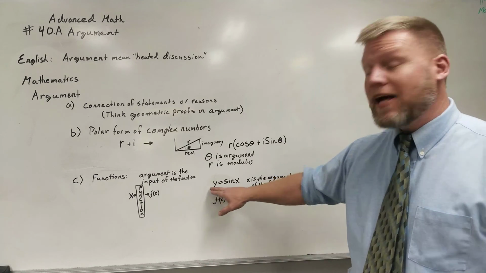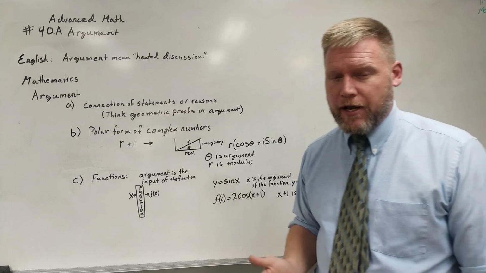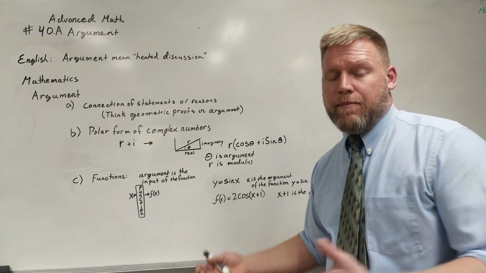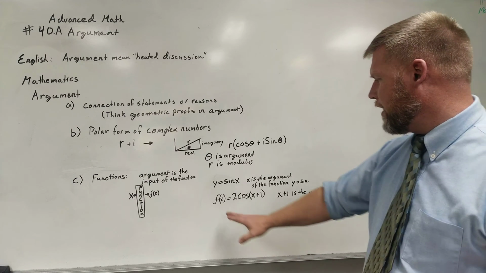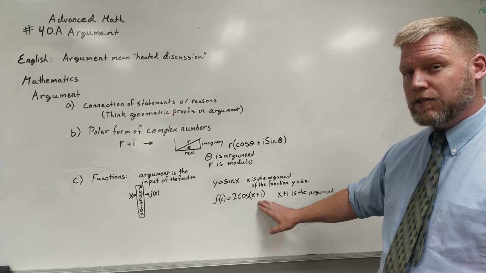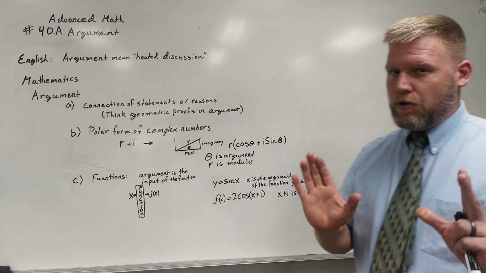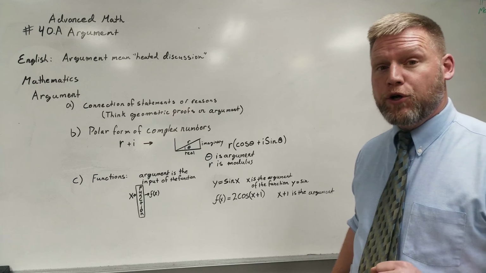Or I could say f of x equals the sine of x, and it's still x that is the argument you're putting in. It's the variable that I'm substituting in for. So if I looked at this and said f of x equals 2 cosine of parentheses x plus 1, this is a little confusing here just for a moment, but the x plus 1 is my argument.